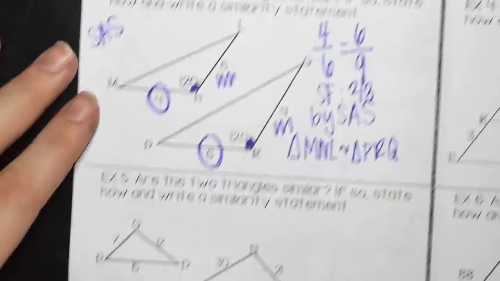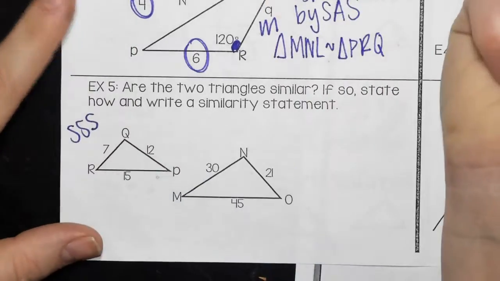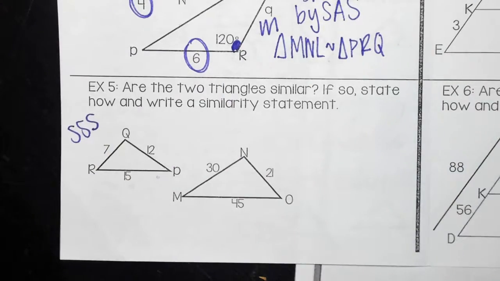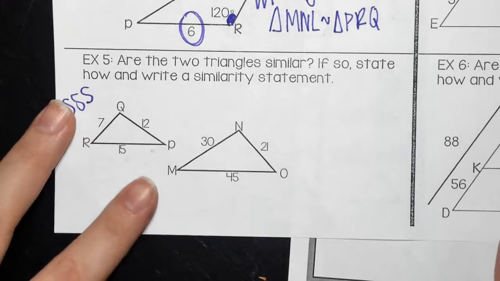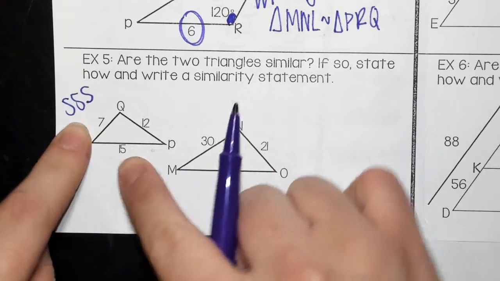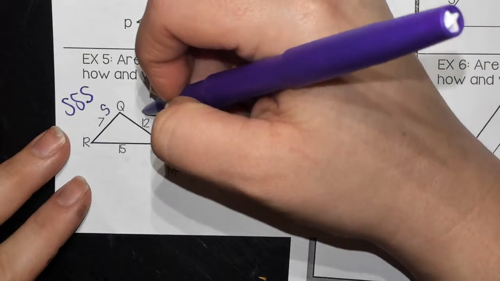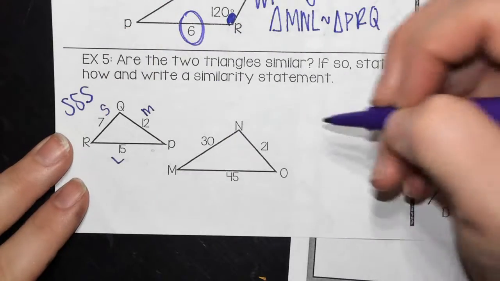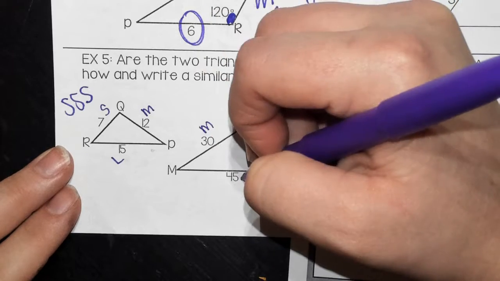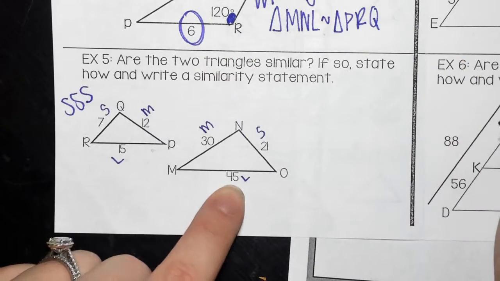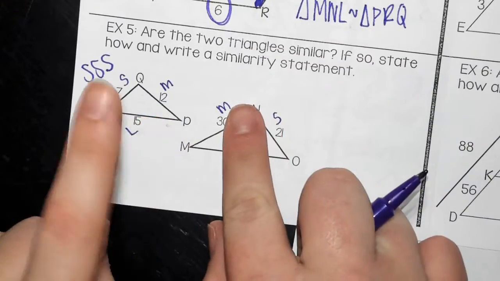Okay. All right. One more way. Welcome to side, side, side. Here's the trick to side, side, side. You have to know which one to set with which one. Are you ready? Which one do I put with which one? Well, 7, 15, and 12. Okay, 7 is the smallest, 12 is the middle, 15 is the large. And 21 is the small, 30 is the medium, 45 is the large. Small to small, medium to medium, large to large.